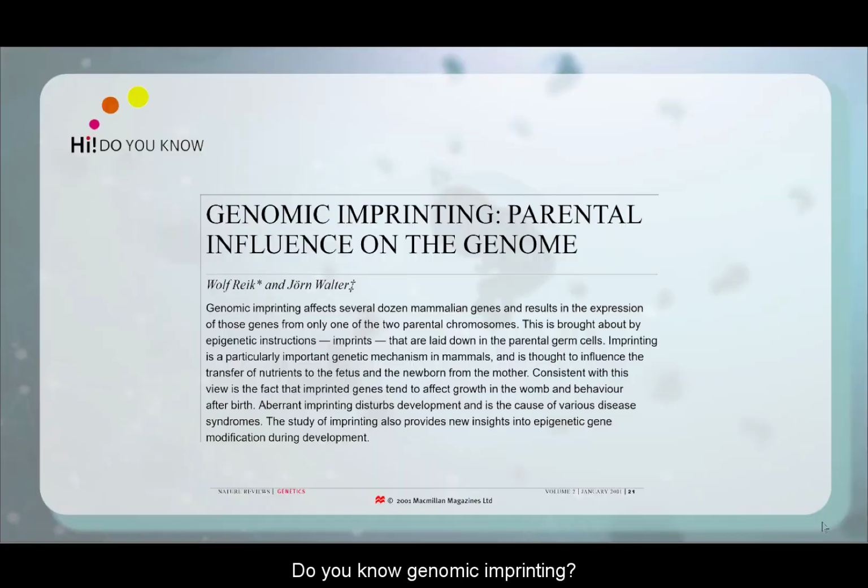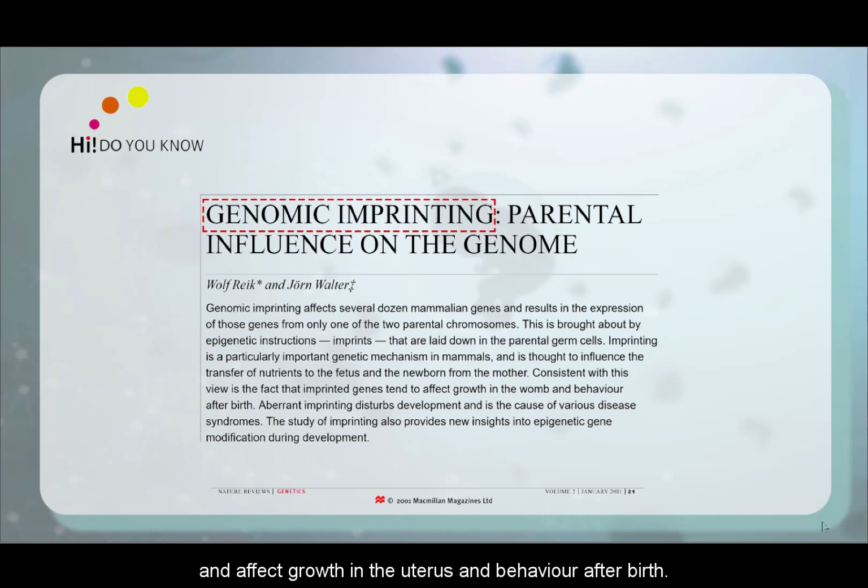Do you know genomic imprinting? It has been reported that imprinting is a particularly important genetic mechanism in mammals, and is thought to influence the transfer of nutrients from the mother to the fetus and to the newborn, and affect growth in the uterus and behavior after birth. Aberrant imprinting disturbs development and is the cause of various disease syndromes. Now, let's recognize what genomic imprinting is.